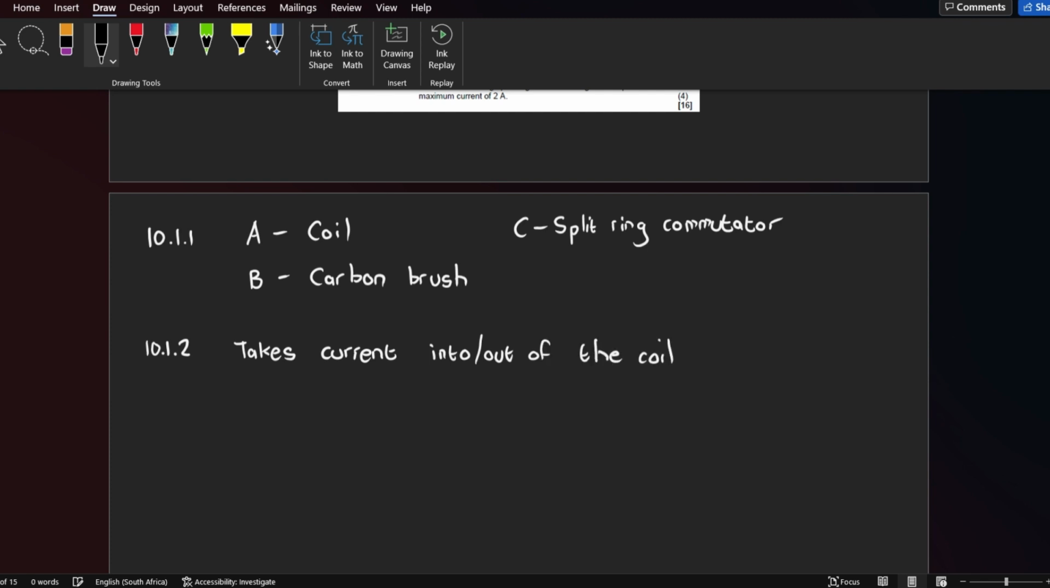And the second function, or the secondary function, is simply to keep contact, or to maintain contact with the split ring commutator so that the circuit is complete and that the current flows.